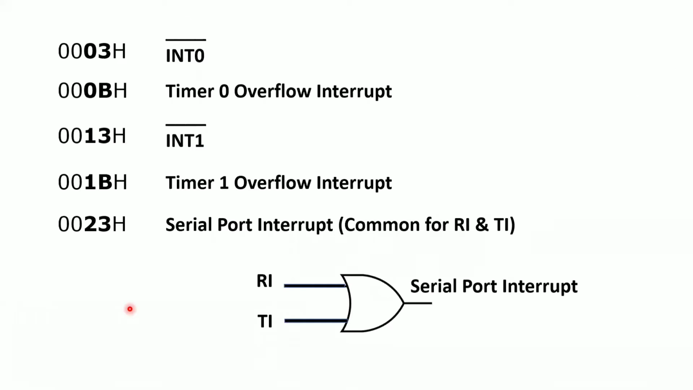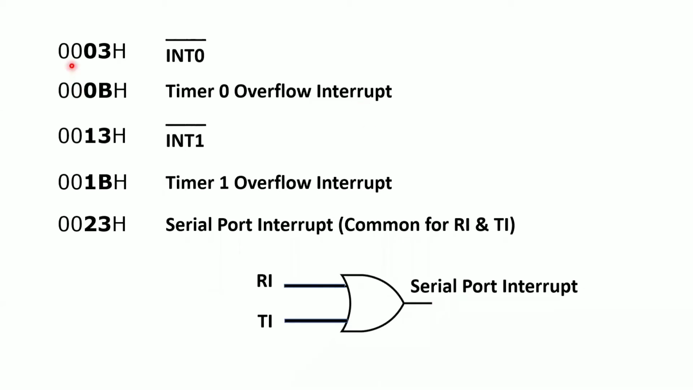Remember this point. The next one is INT0 and INT1, which are external interrupt 0 and external interrupt 1. I told you there are a total of 5 interrupts. There are 2 external interrupts, INT0 and INT1, and the remaining 3 interrupts are the timer 0 overflow interrupt, the timer 1 overflow interrupt, and the serial port interrupt. Just now I told you, we take the serial port interrupt as common for RI and TI, not separately. So the 2 interrupts are given to an OR gate, which means you can generate only 1 interrupt at a time. So there is your serial port interrupt.